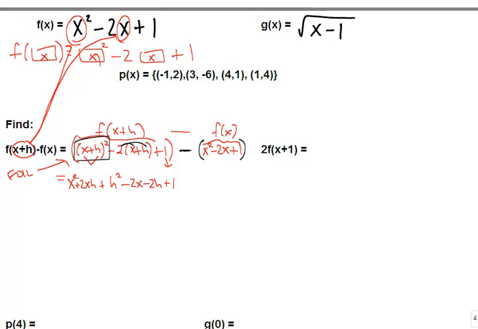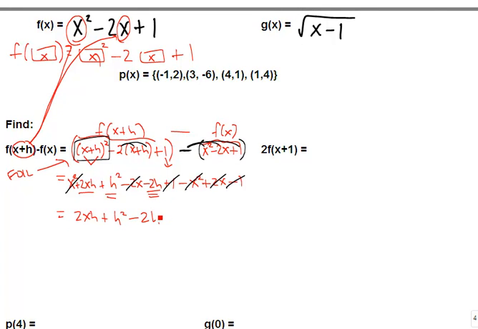Now what we need to do is distribute our negative across to our f of x, and that's just going to change these signs, so we get minus x squared plus 2x minus 1. So here's all of my terms expanded out. Now all we want to do is see what's going to cancel. The x squareds cancel, the 2x's cancel, the 1's cancel, and all we're left with are terms with h's. So we have a 2xh plus h squared and then minus 2h.